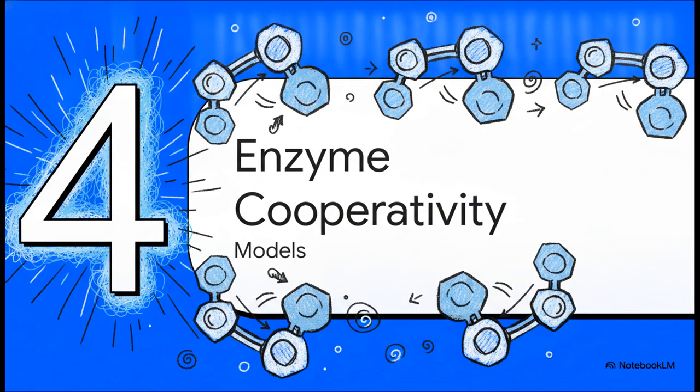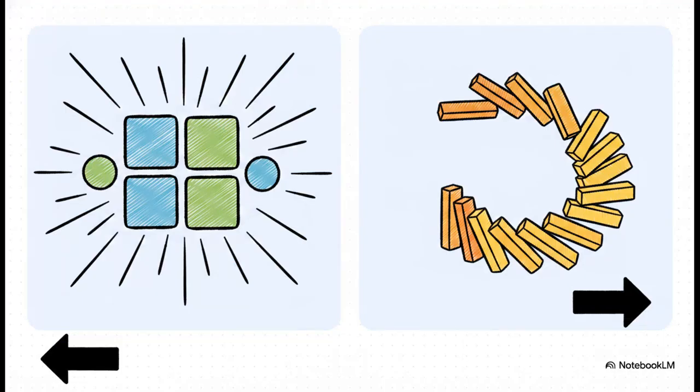Up next, Section 4, Models of Enzyme Cooperativity. If we zoom in slightly to look at the physics of this binding, we find that these enzymes are often complex machines with multiple subunits that have to communicate internally. Scientists have developed a few models to explain how these invisible interactions work, specifically when one subunit changing shape affects its neighboring subunits. There are two primary academic theories here.